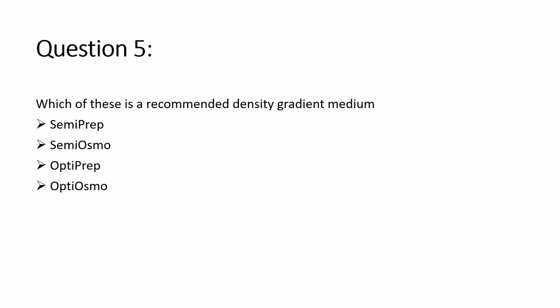Now let's move on to question number 5. Which of these is a recommended density gradient medium? Semi-prep, semi-osmo, opti-prep, or opti-osmo? Many of you are saying that it should be option C, opti-prep. So let's see what the right answer is.